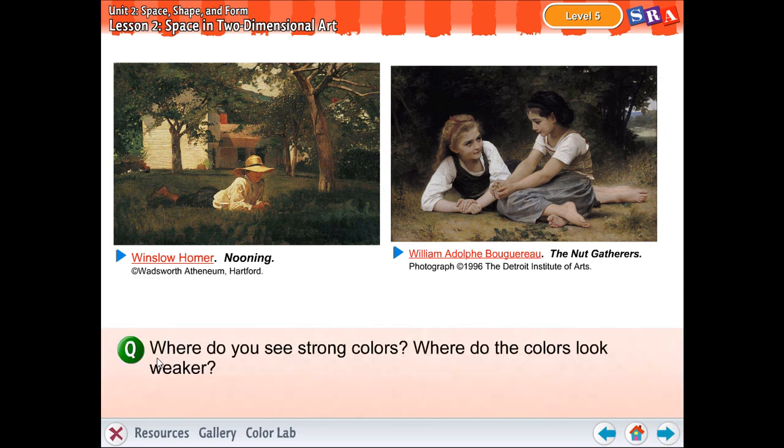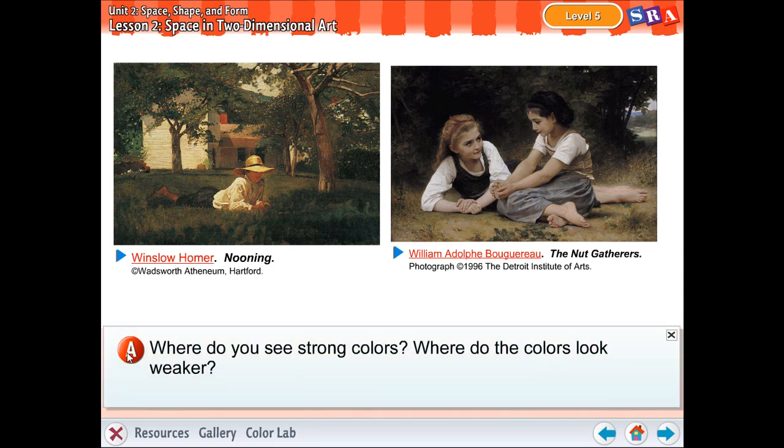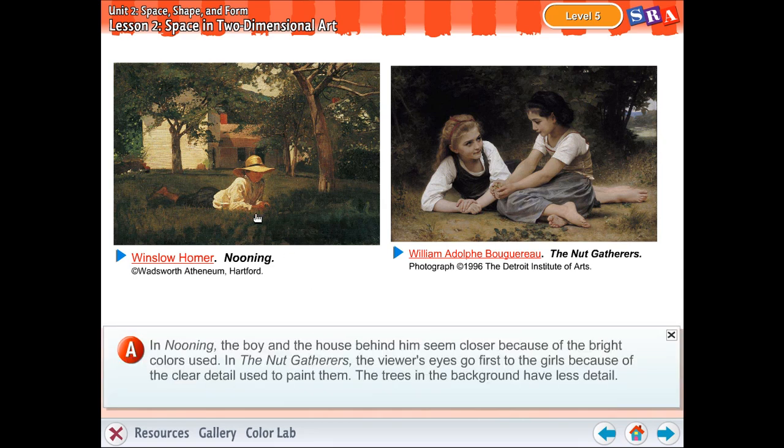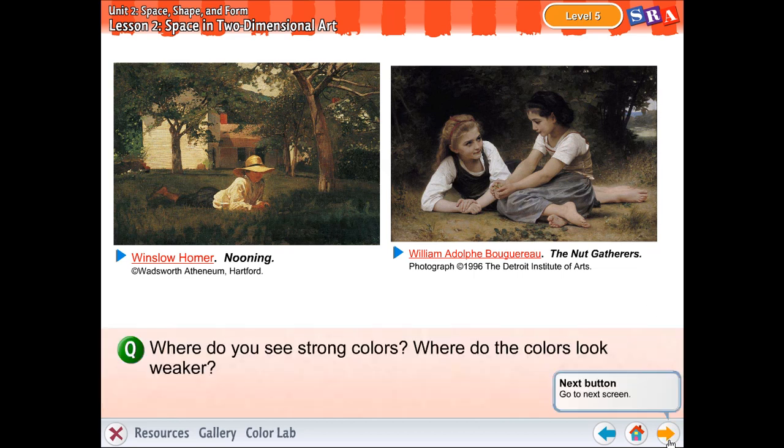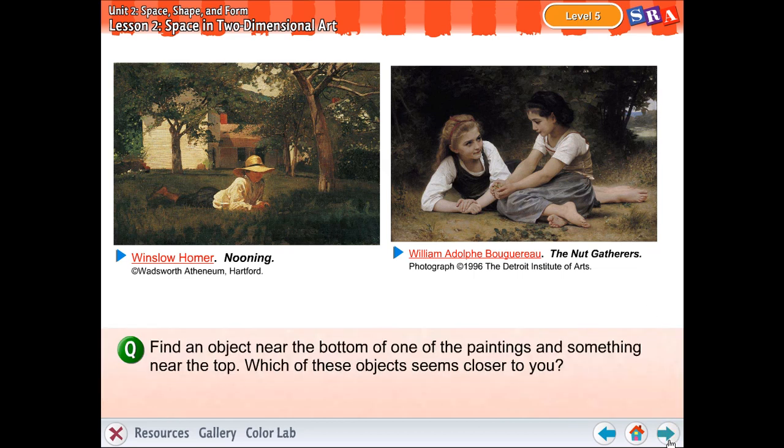Where do you see strong colors? Where do you see colors that are weaker? The stronger colors are, let's see here, the boy and the house behind him seemed closer because of the bright colors used. In Nut Gatherers, the viewer's eyes go to the girls first because he used a lot of clear details to paint them. The trees in the background and everything else have less detail because it's further away, just like in real life. So I would say the brighter colors are the ones that you see right up front.